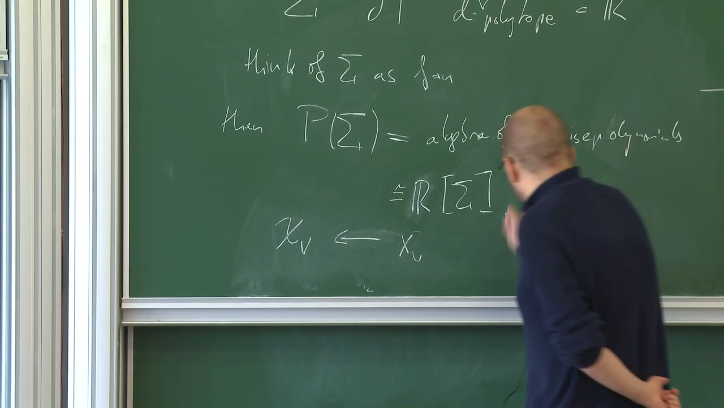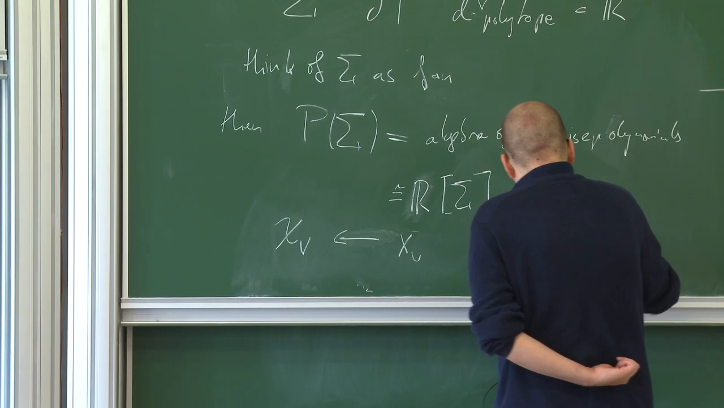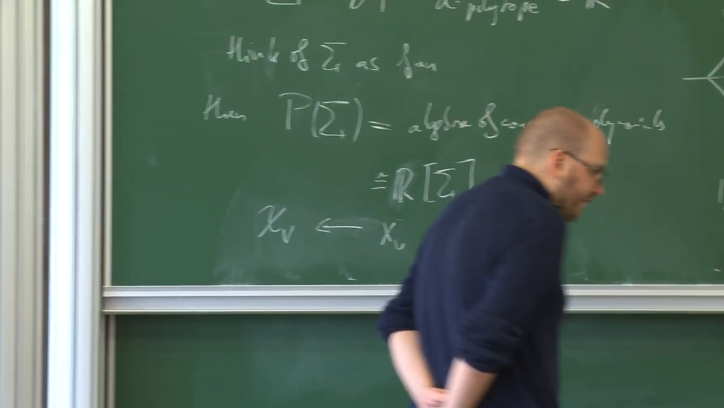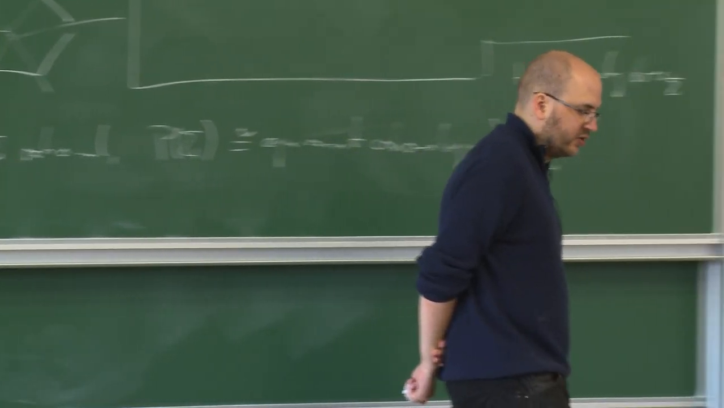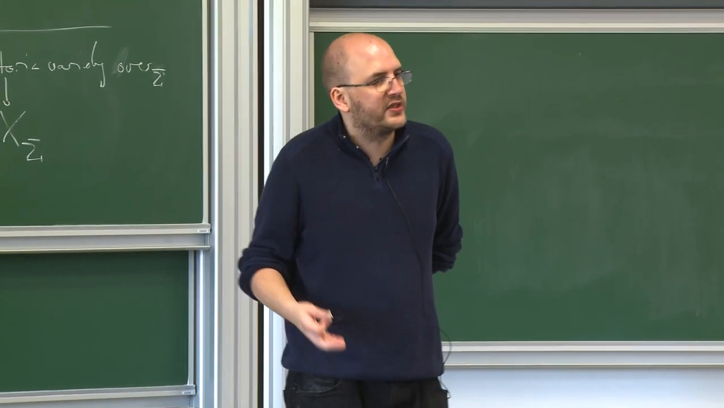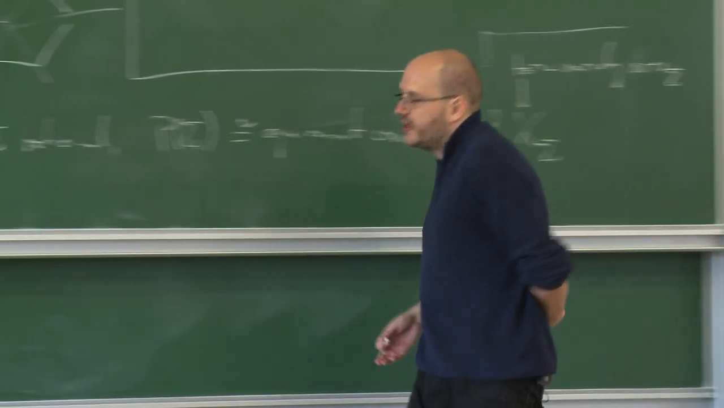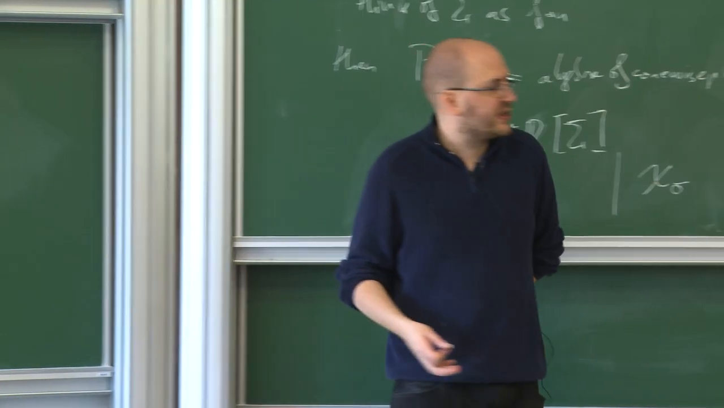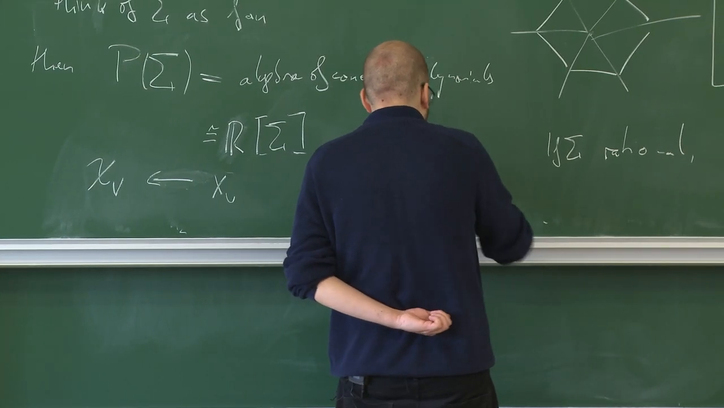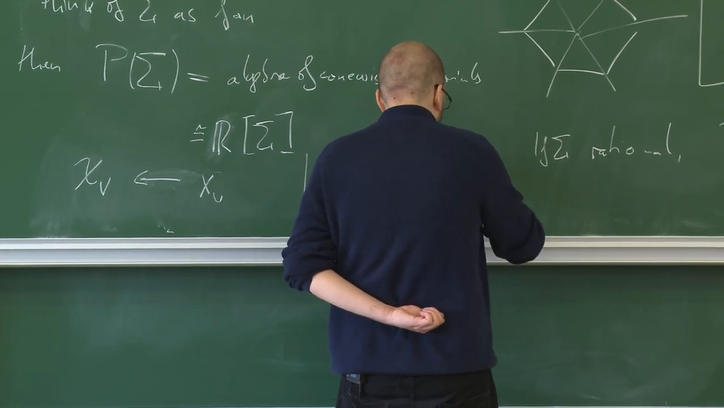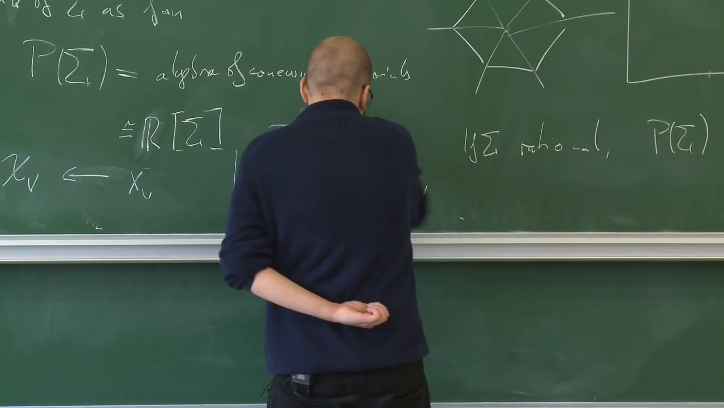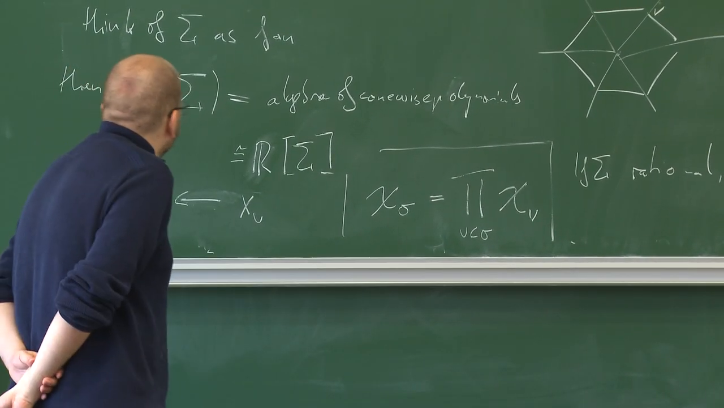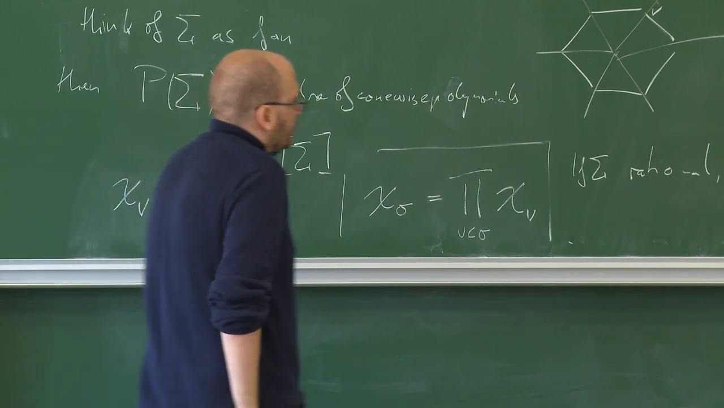Anyway, what we get is also the characteristic functions of faces, of simplices. Those are non-trivial on one simplex, of degree equal to the cardinality of the simplex, and zero everywhere else, apart from the immediate neighborhood of the simplex. They're defined as a product over v in sigma of chi v. So these are the characteristic functions that generate every graded component. That's all good and nice.